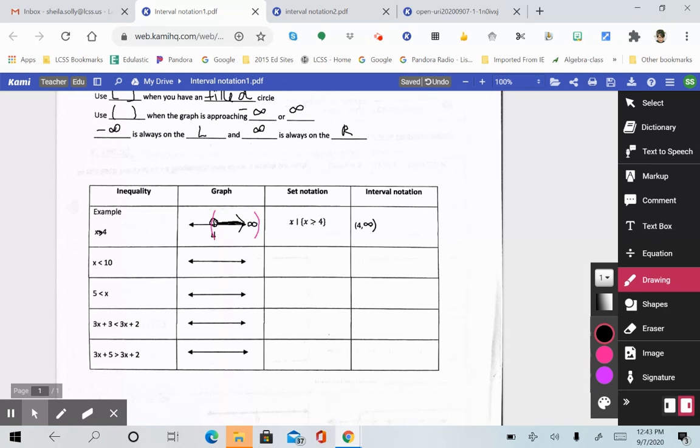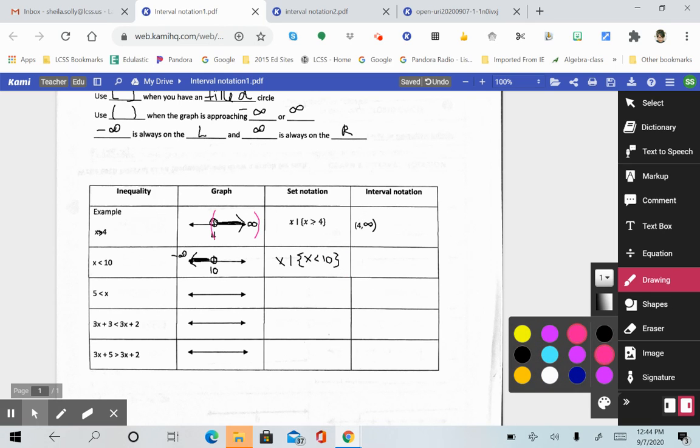So we have x is less than 10. So on our graph, we put 10. Since it's less than and not equal to, we do an empty circle. We shade left. And this graph is approaching negative infinity. So our set notation is x such that the entire set is every value of x that's less than 10. Our interval notation will look like this.